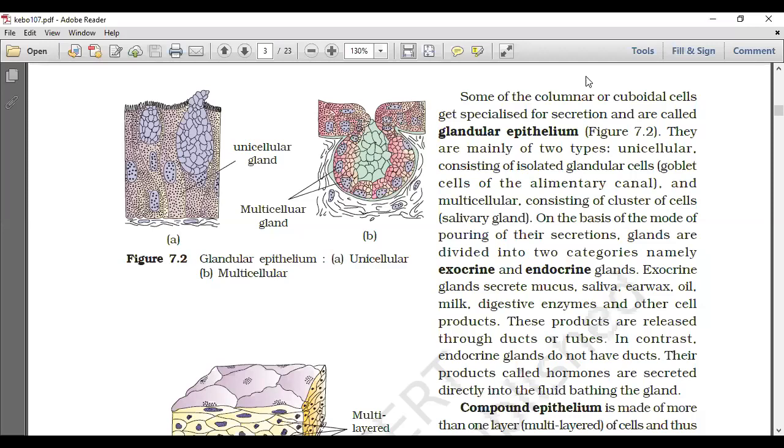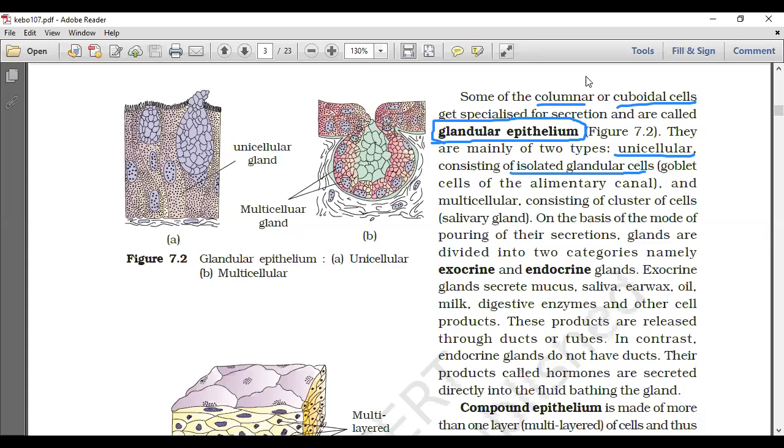Some of the columnar or cuboidal cells get specialized for secretion and absorption, and are called glandular epithelium. They are mainly of two types, unicellular and multicellular. Unicellular consists of isolated glandular cells.